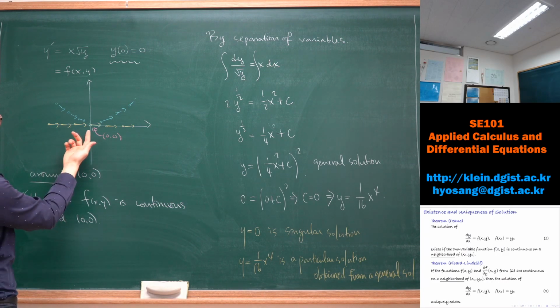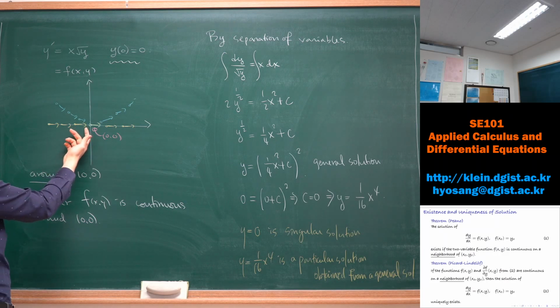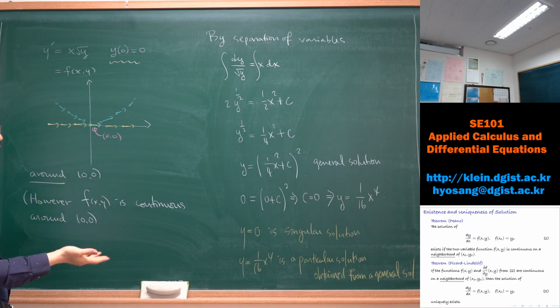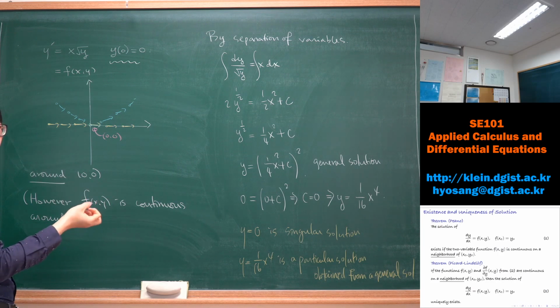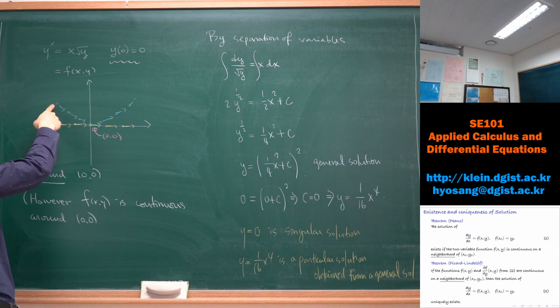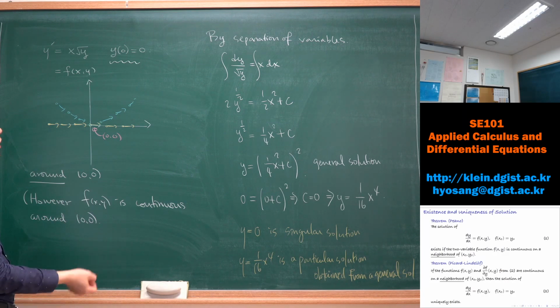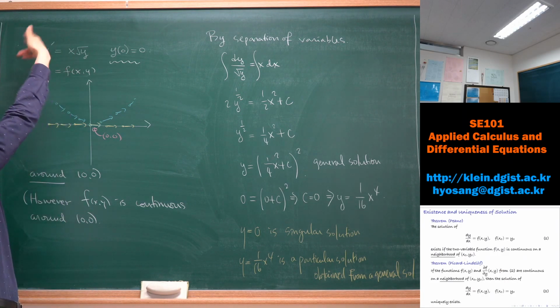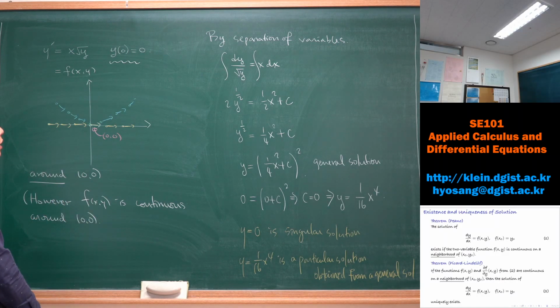Now, if you know the initial condition 0, 0, you cannot tell which solution you are looking for. It could either come from the horizontal line, the x-axis, or it could come from above the x-axis. So you don't have a unique solution. In this case, this situation itself is called a singular differential equation. So singular means that the answer is not unique.